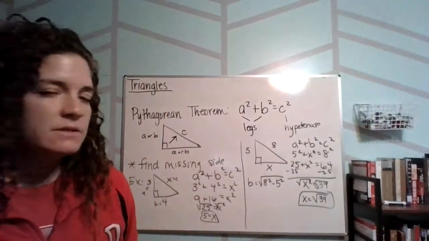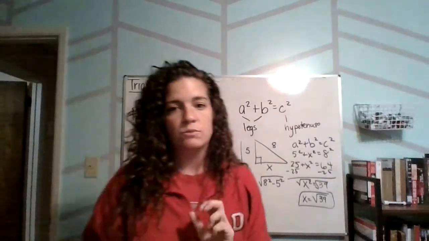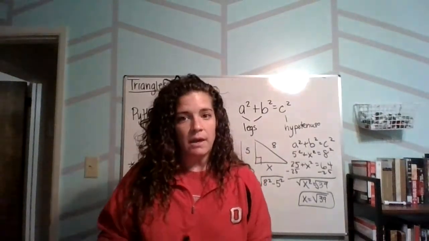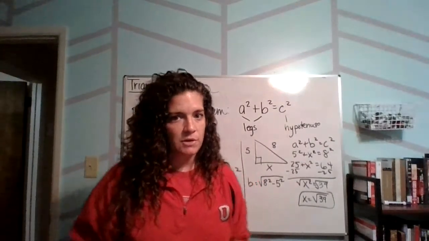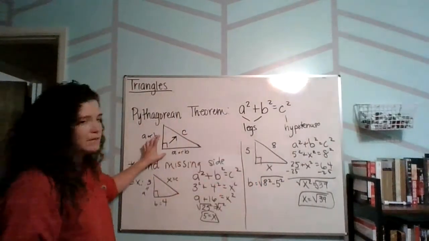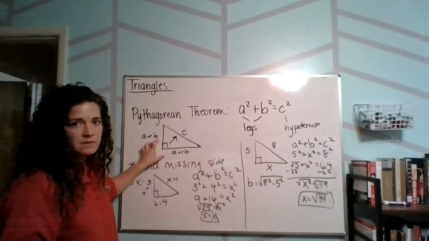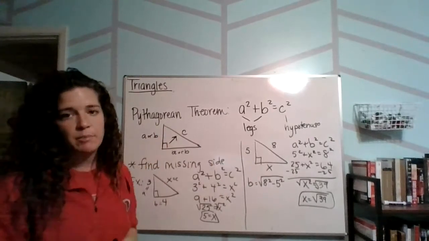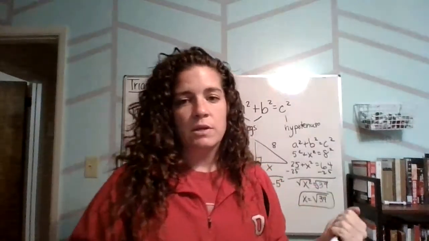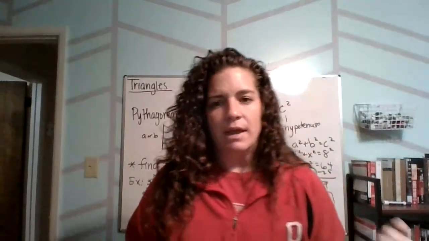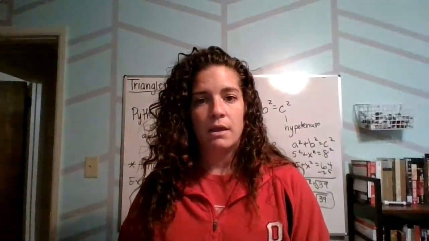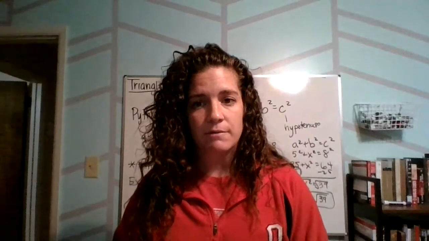So that's the basics of the Pythagorean Theorem. Remember, it's right triangles only. A squared plus B squared equals C squared, where A and B are represented by the legs, and the C is always the hypotenuse. So for this one, I think I already mentioned it, you have an EdPuzzle, and that's just going to conclude what we're going to talk about for this week.